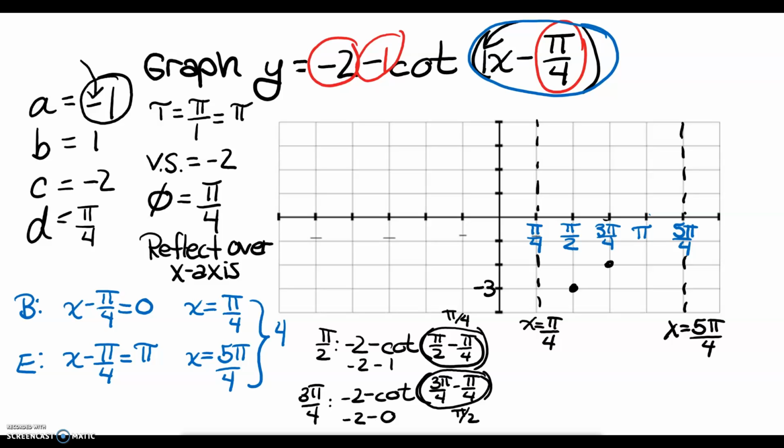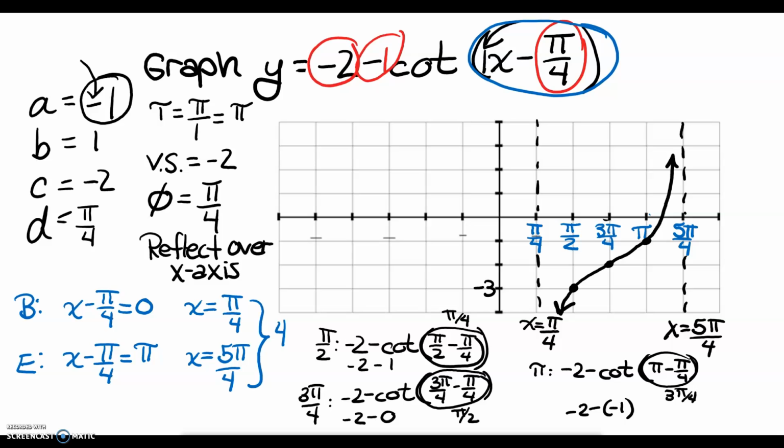And then I have pi, so let's do our pi. I have negative 2 minus the cotangent of pi minus pi over 4. That is going to be 3 pi over 4. And cotangent in the second quadrant of 3 pi over 4 is going to be negative 1. So negative 2 plus 1 is negative 1. And then I'm going to go ahead and draw my graph in. So it's going to look like this.